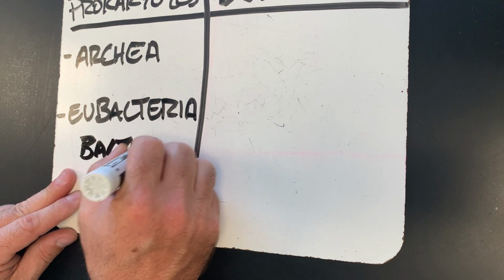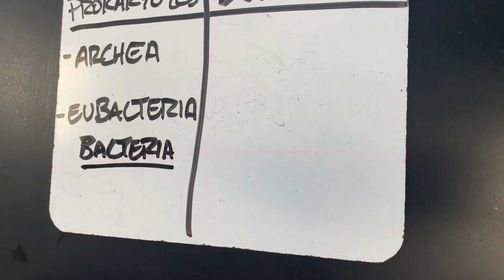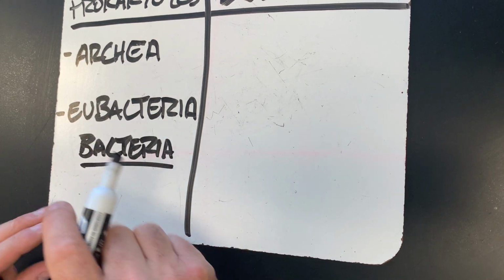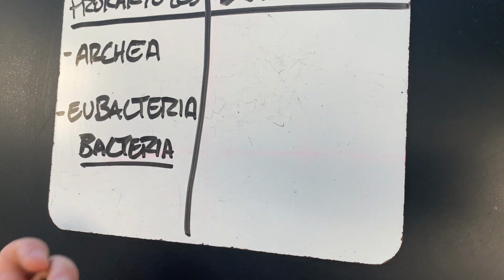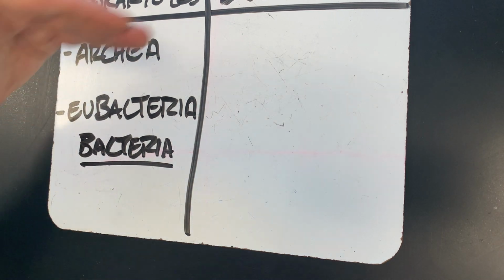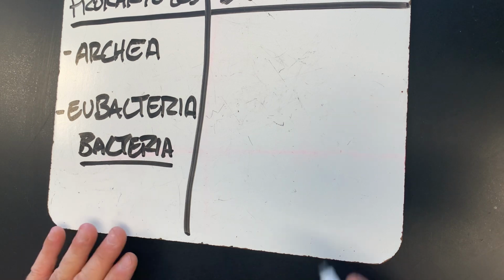Those are the kinds of things that are going to probably give you diseases, give you bronchitis, give you strep throat. There's a lot of different categories under this. But right now, just for what we're doing, we just want to keep it on these two categories, archaea and eubacteria.